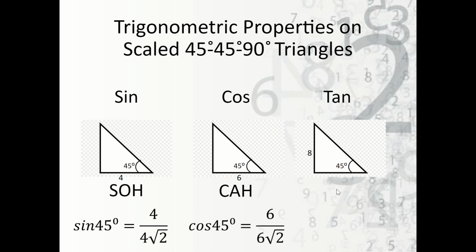Now tangent is opposite over adjacent. So the opposite in this case is 8. It's supposed to be 1 though. So we multiplied by 8. So this side should also be 1 times 8. And this should be square root of 2 times 8. So this should be 8 and this should be 8. So we end up with tangent of 45 degrees is equal to 8 over 8.